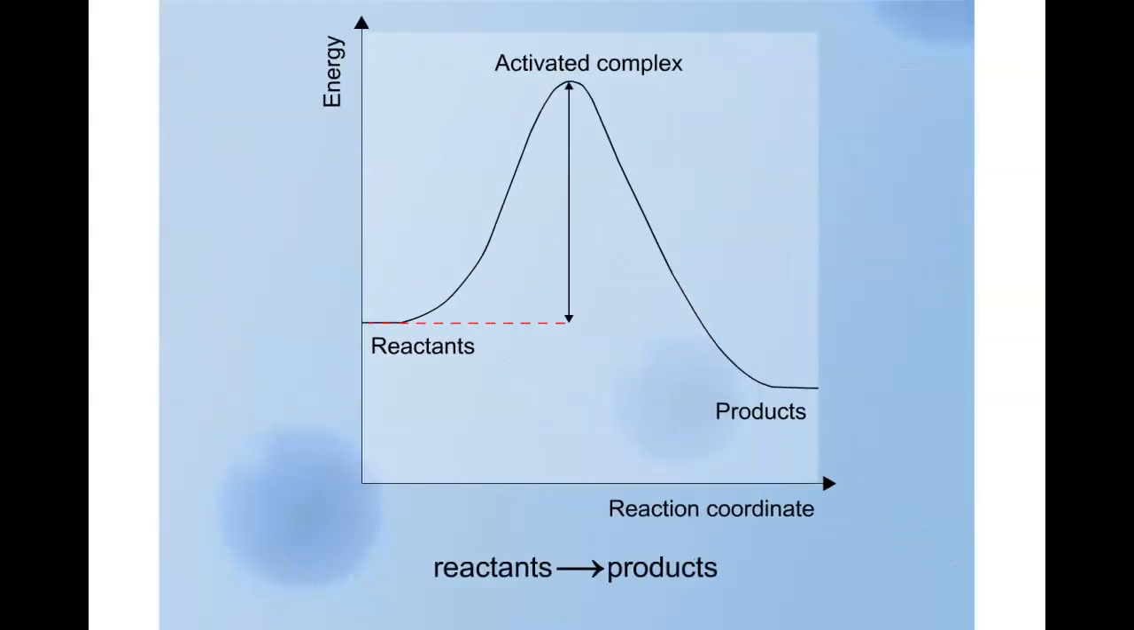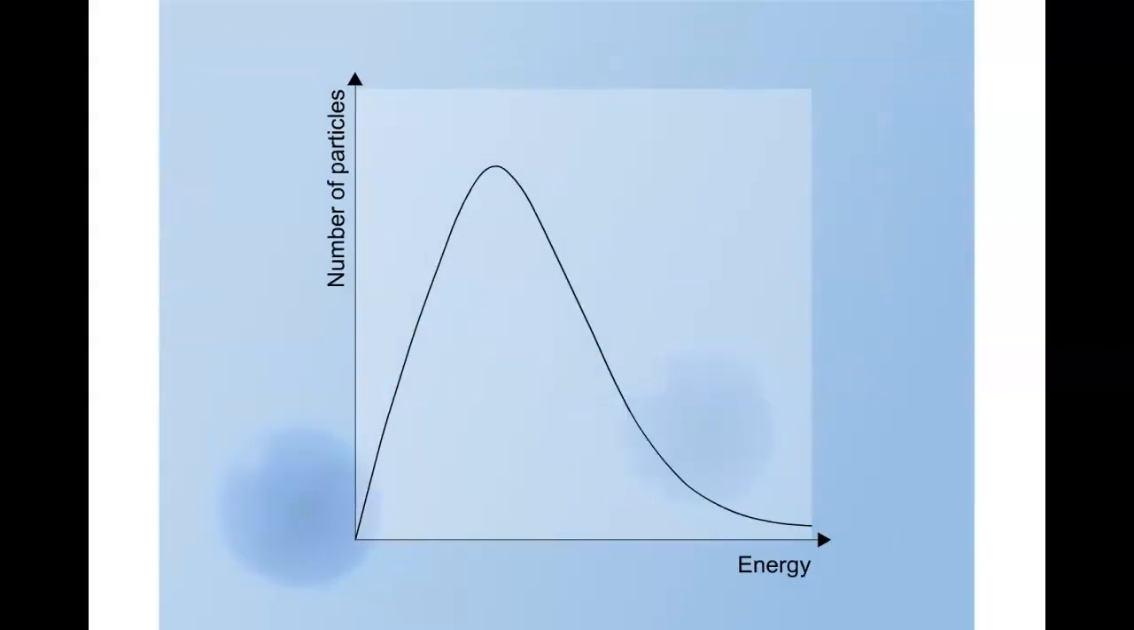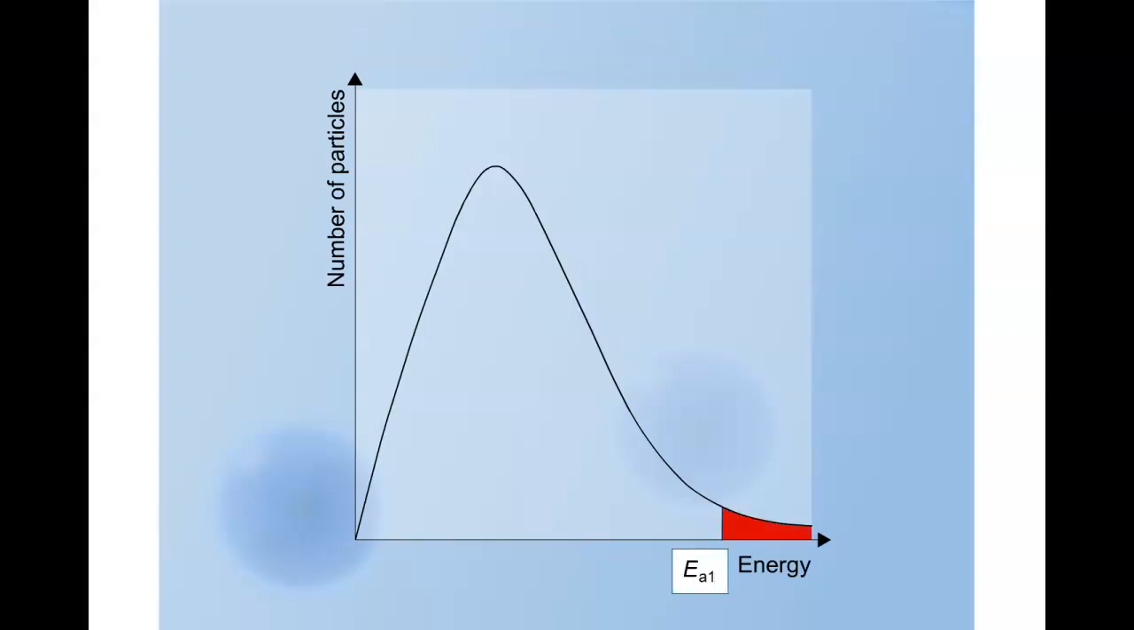Consider the potential energy diagram for the exothermic reaction. Reactants give products. If the reaction is to occur, the reactants need to possess a joint energy exceeding the activation energy. As we can see from the Maxwell-Boltzmann distribution curve, only a few reactant molecules have sufficient energy. The reaction will be very slow.